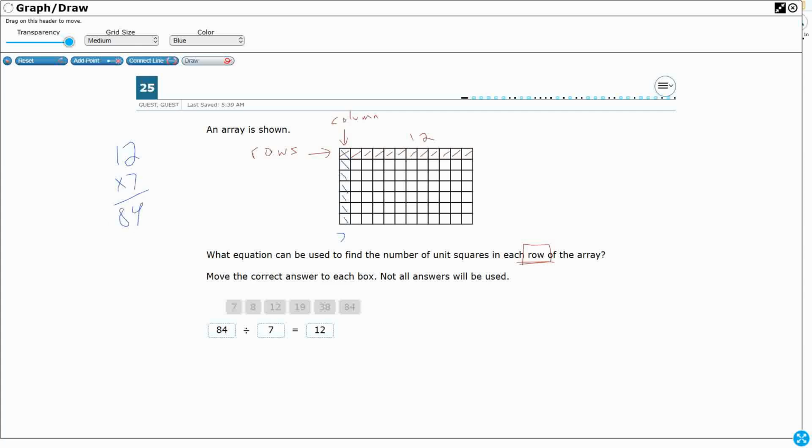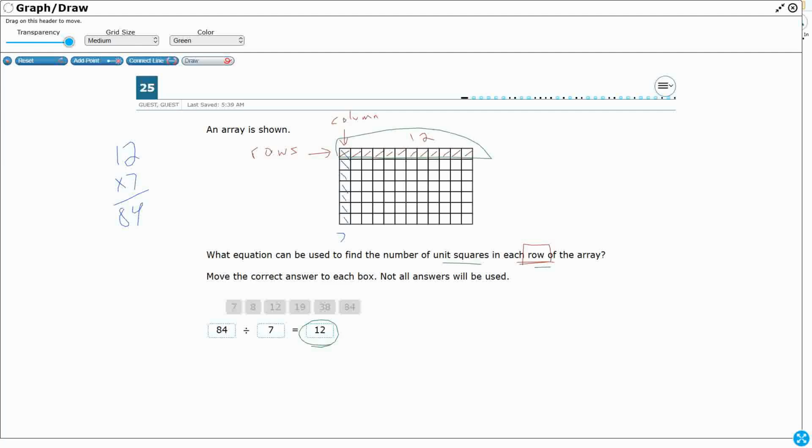Some fourth graders know that fact and some fourth graders don't. Third grade, they only need to go up to 10 times 10, though a lot of teachers still go up to the 12 by 12, which is what we used to have to do in the old standard. So this is the problem. It's a 2-point problem. 84 divided by 7 gets us 12, right? And 12 is the number of unit squares in each row because there are 12 across.